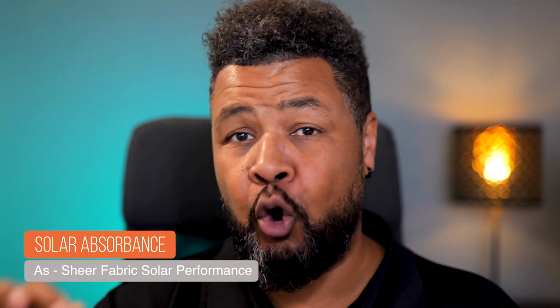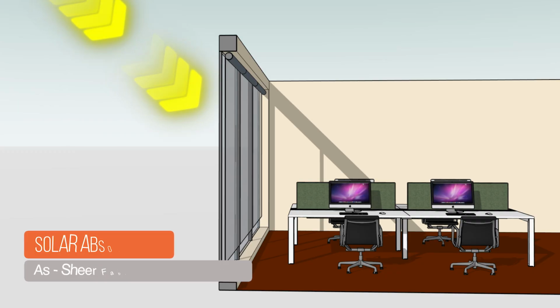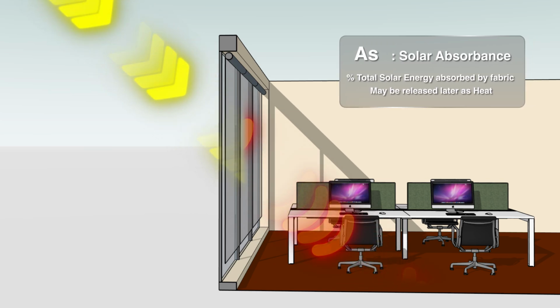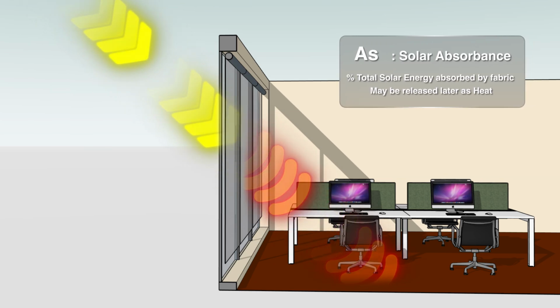The third parameter is the solar absorbance, AS. It is the percentage of solar energy the fabric absorbs, as opposed to transmits or reflects. Let's remind ourselves that some of this absorbed energy will later radiate into the room as heat.